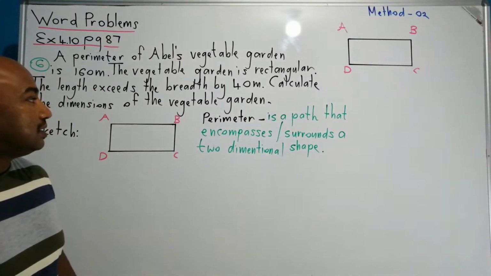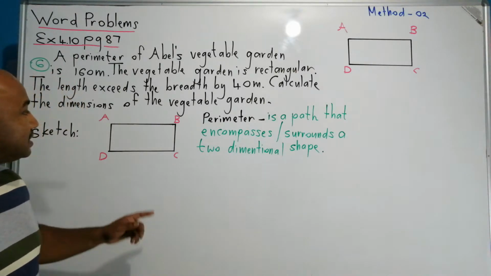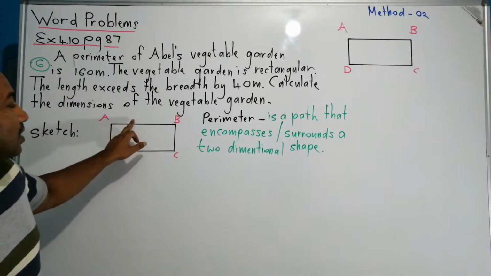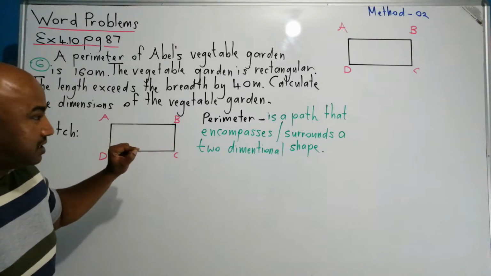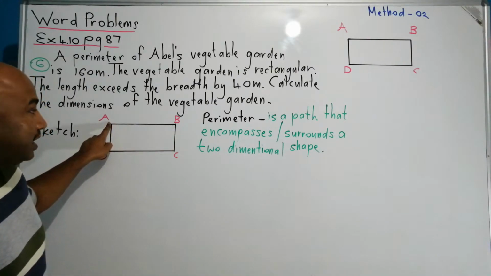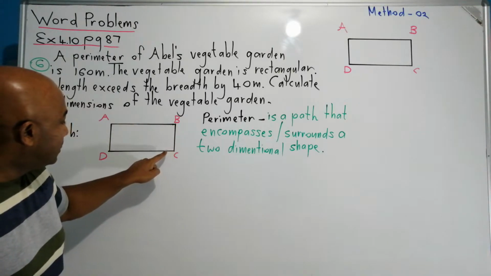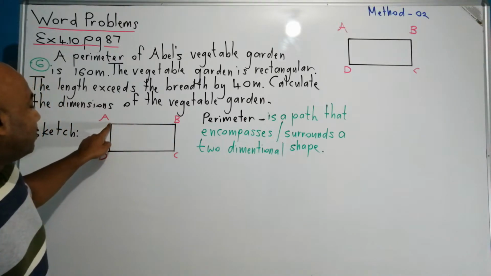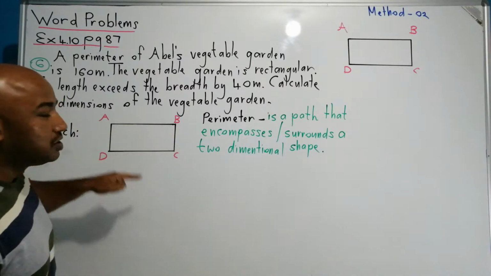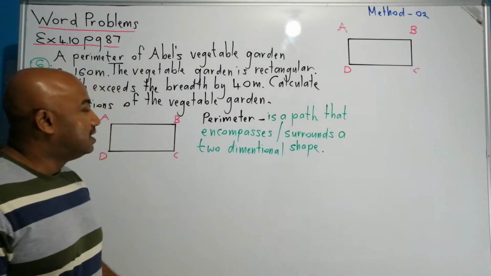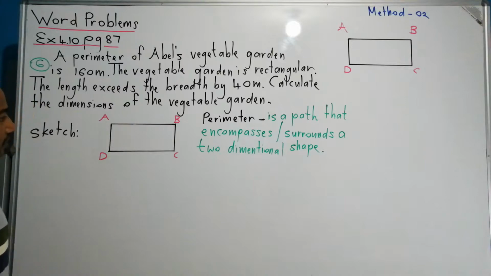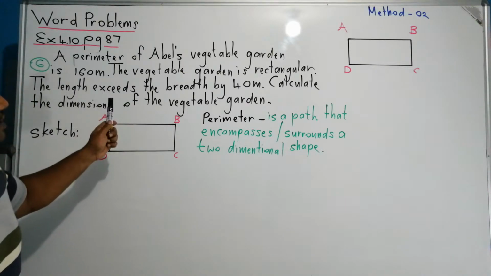So what is a perimeter? In simple terms, it's a distance around the object, along the edges. So if I start at point A and I go all the way to B, down to C, down to D, and come back to A, what is the total distance around that object? That is the perimeter. Okay, so let's look at the second sentence.